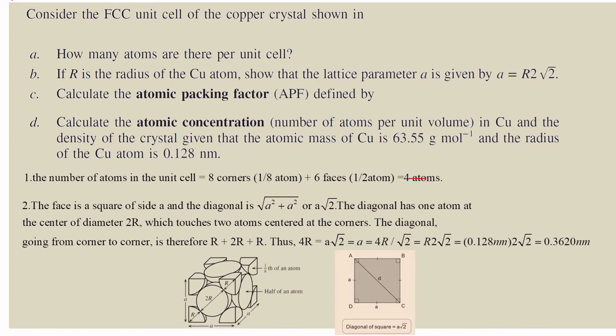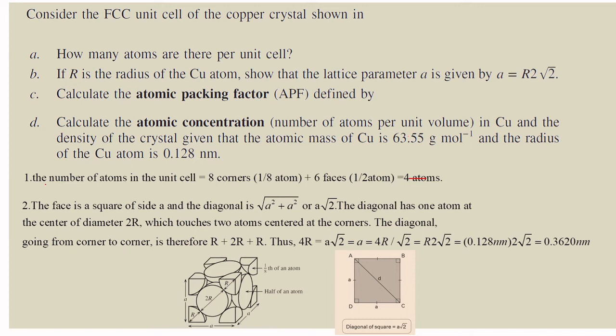So you will be getting 4 atoms. Next, if R is the radius of the copper atom, show that the lattice parameter A is given by A equal to R into 2 root 2. Generally you know that the face is a square of side A, and the diagonal will be the square root of A square plus A square. That is basic. You can see the faces shown clearly here. So A and A. If we calculate the square root of A square plus A square, we will get A root 2.